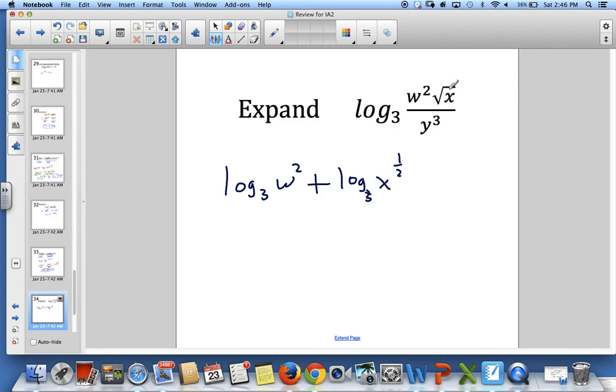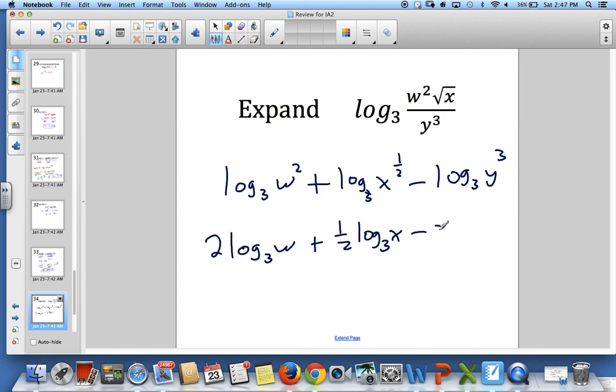1/2 because that's the square root power. And the reason it's plus is because it's on the top of the fraction. Anything on the top of the fraction is plus. Anything on the bottom of the fraction is minus. So minus log base 3 of y to the 3rd. And then the last step is to take this exponent and put it in front. So it's going to be 2 log base 3 of w plus 1/2 log base 3 of x minus 3 log base 3 of y. And that's the answer to this one right here.